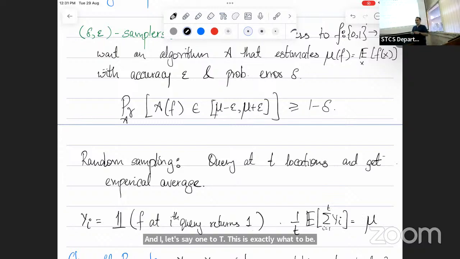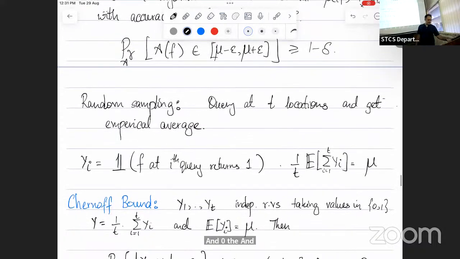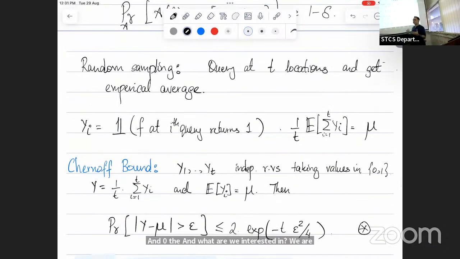Because for every yi, I'm assuming that the ith query is completely at random, since we are looking at a random sampler. And so I know that every such yi is an indicator random variable, which turns up 1 with probability mu and 0 with probability 1 minus mu. And what are we interested in? We are basically interested in how much this deviates from the expected behavior.